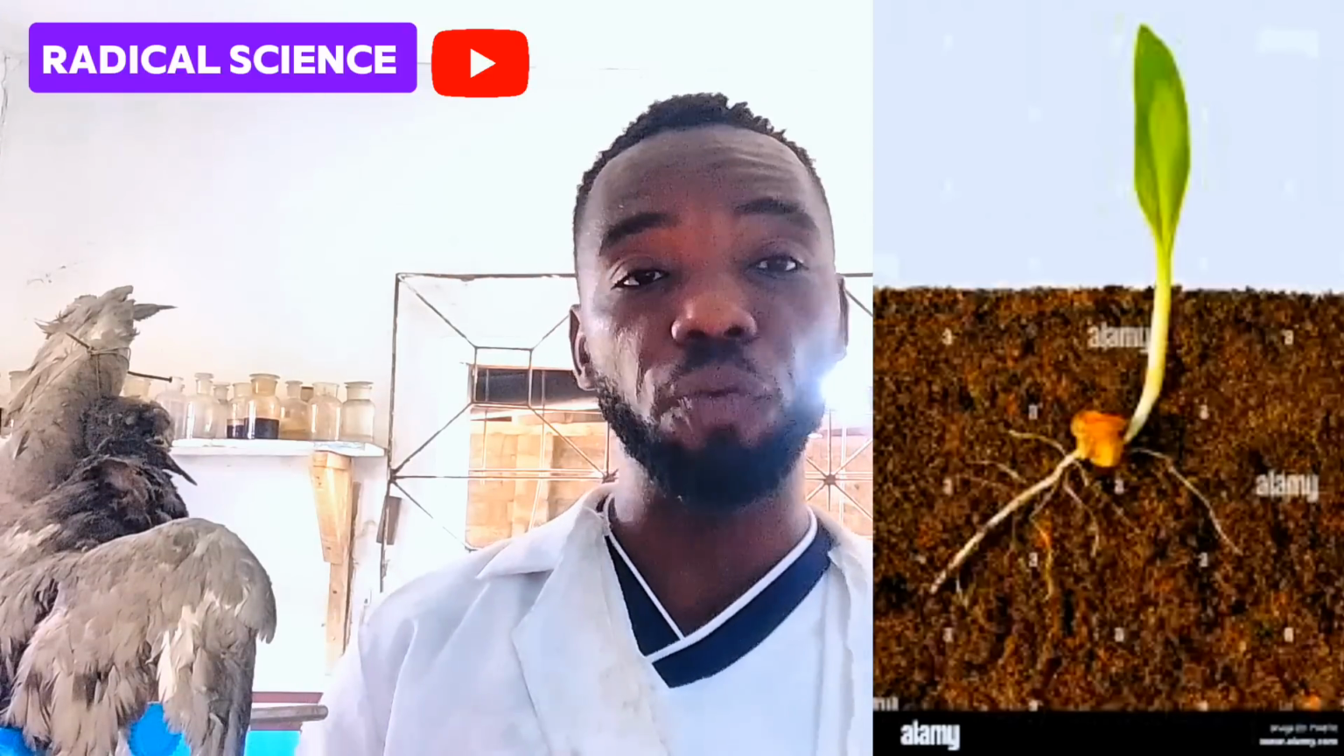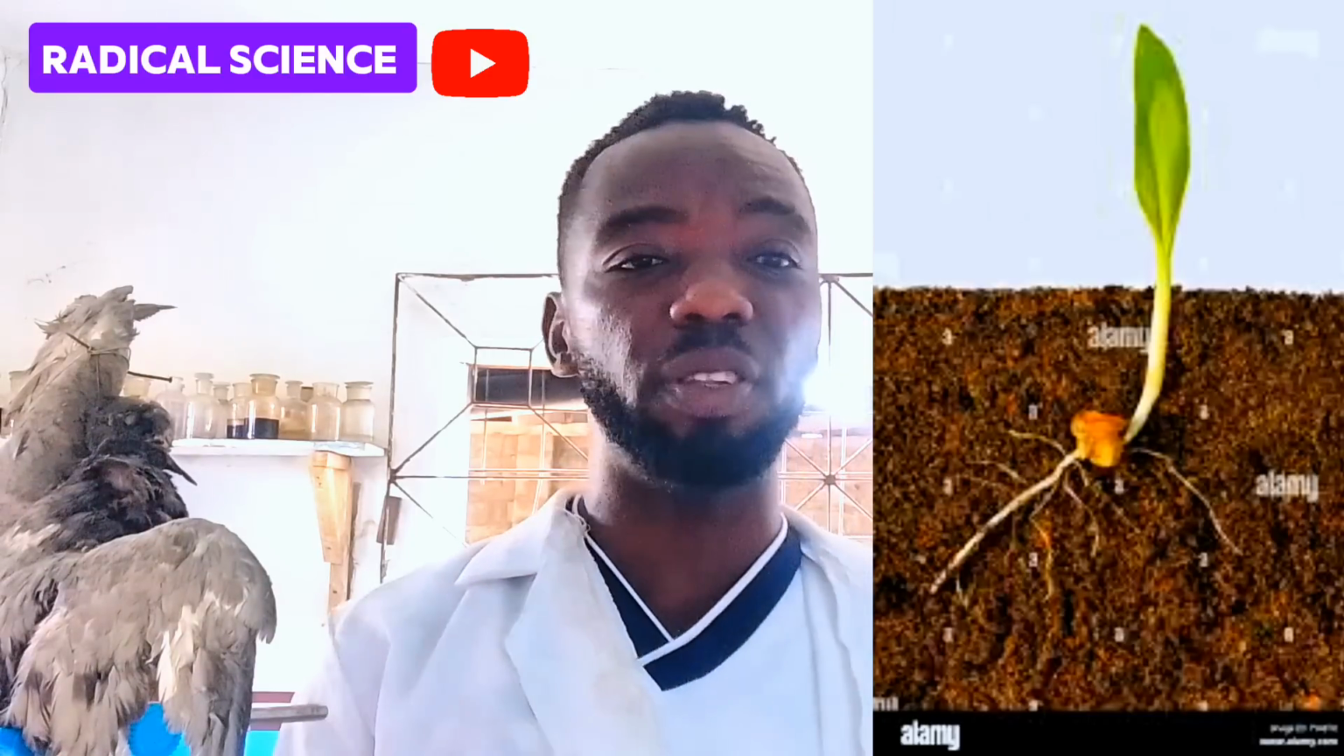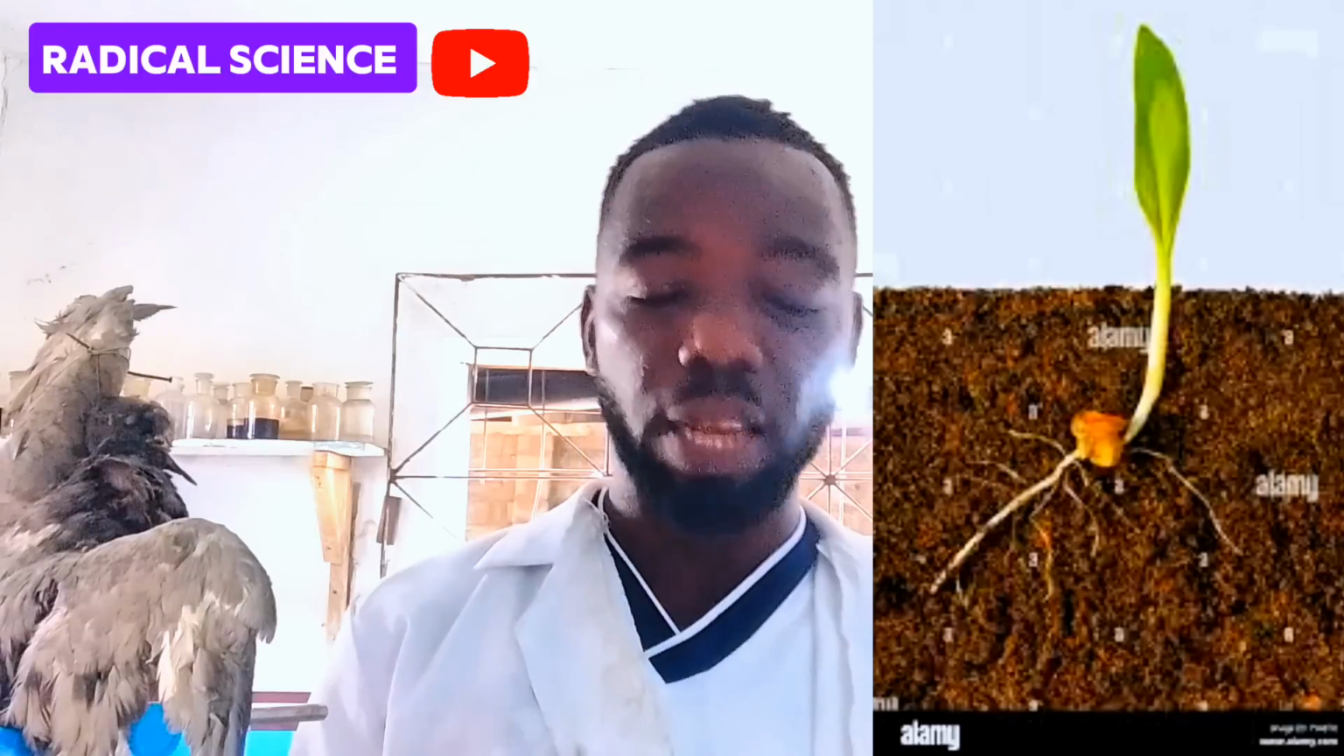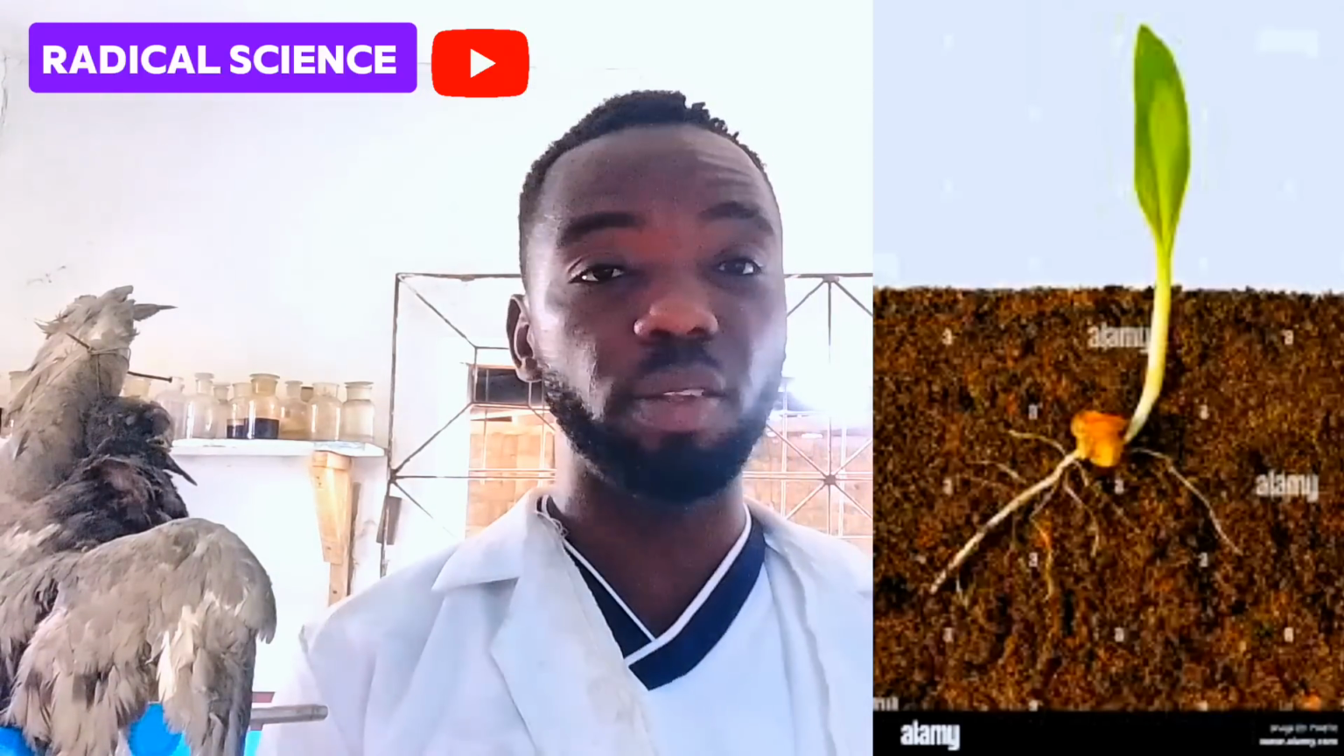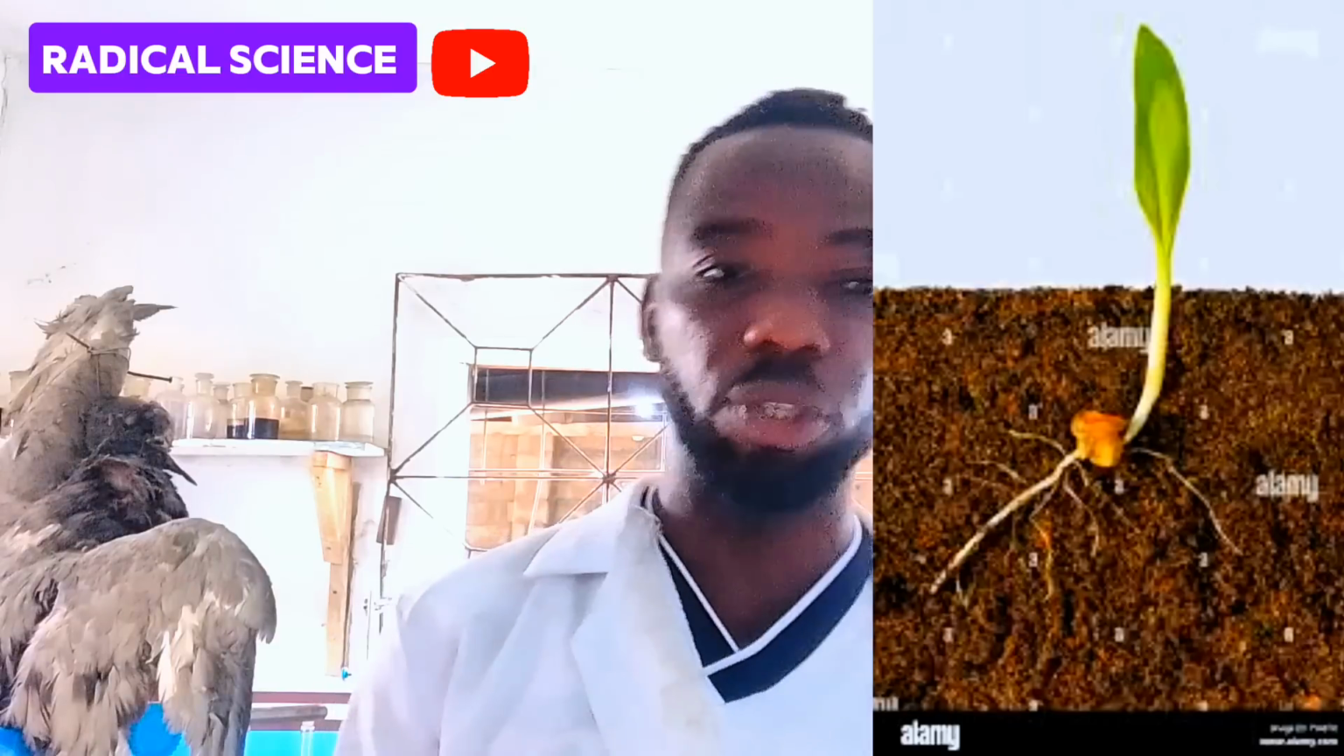Now, from the experiment we have conducted so far, or from the one drawn on the screen, you will discover that the seed lies below the soil surface. It lies below the roots. Sometimes you don't even see the seed. So that is the reason why we say that specimen E exhibits hypogeal germination.